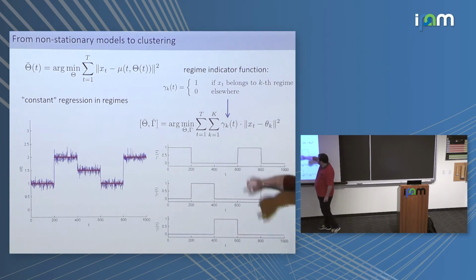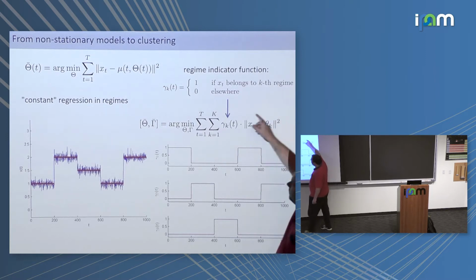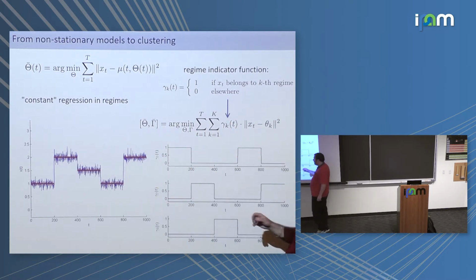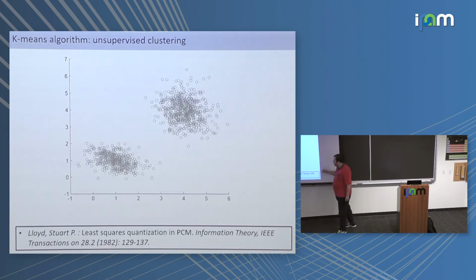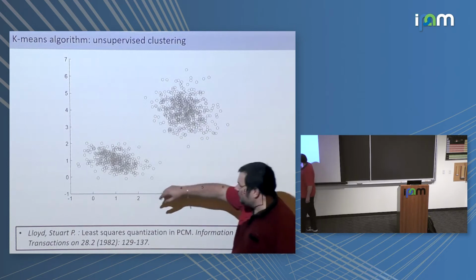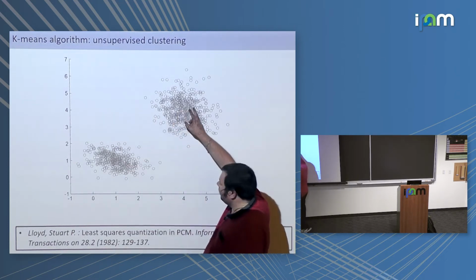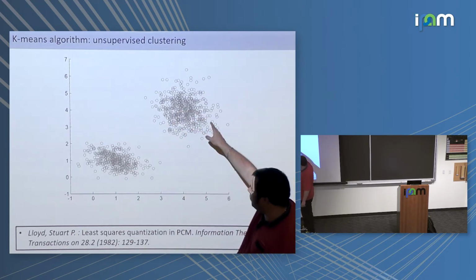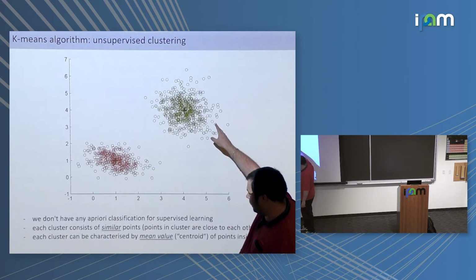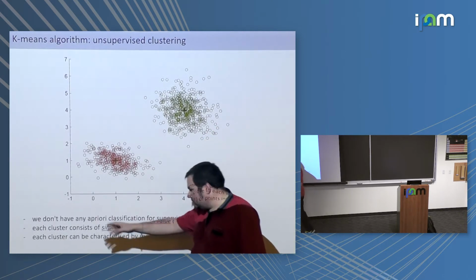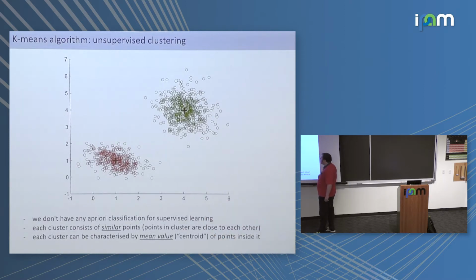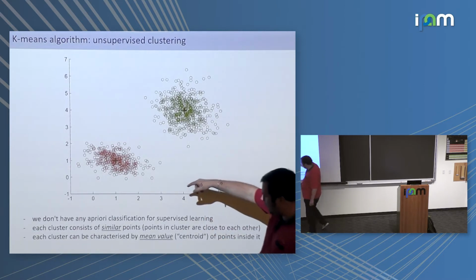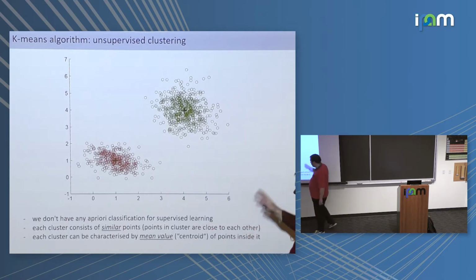Yeah, and it's quite funny that this objective function is actually the same objective function which is in the K-means. So that's the reason why I'm talking about it. It's an unsupervised learning algorithm. We don't know the centroids of the clusters, and we don't know the affiliation. We suppose that the cluster consists only of similar points. That's quite clear. And each cluster can be characterized by the mean value, which is called the centroid.